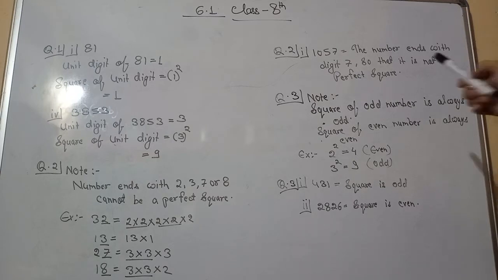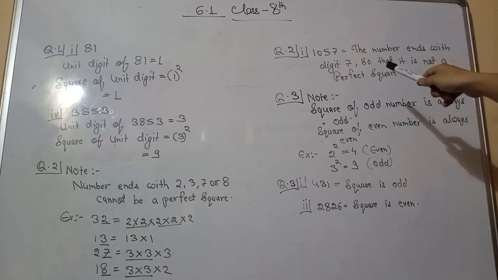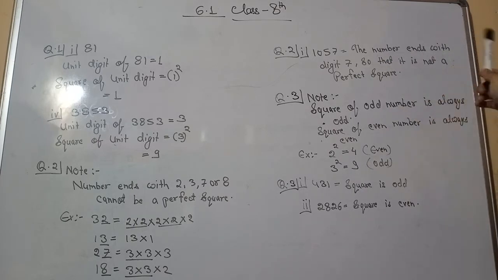So see, what is the question given? 1057. So what will we write? The number ends with digit 7, so that is not a perfect square. This is our answer. We have to give the reason.